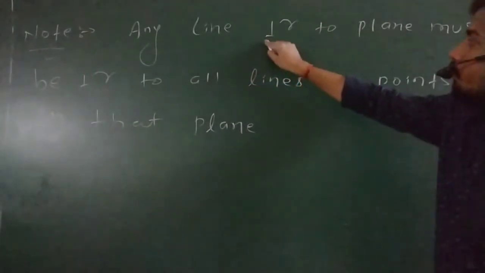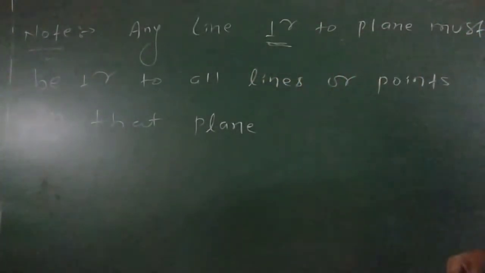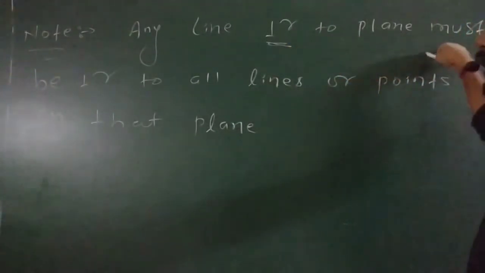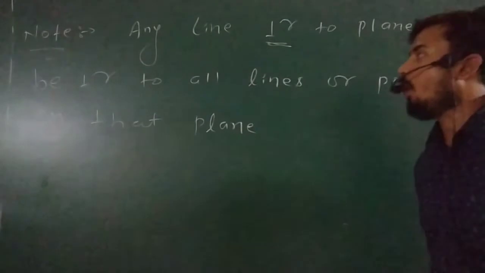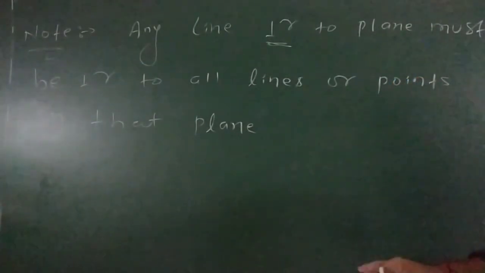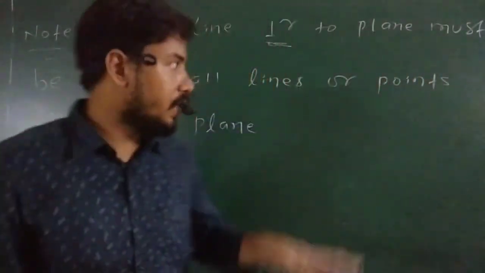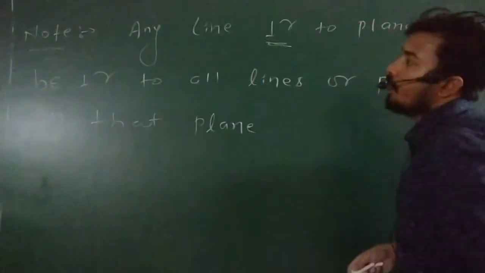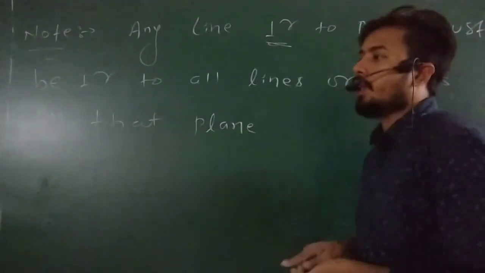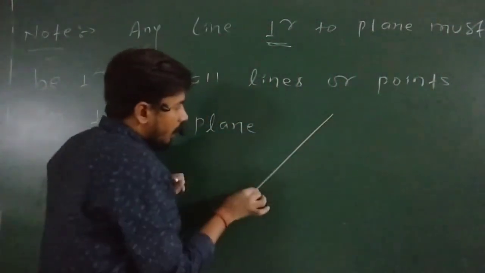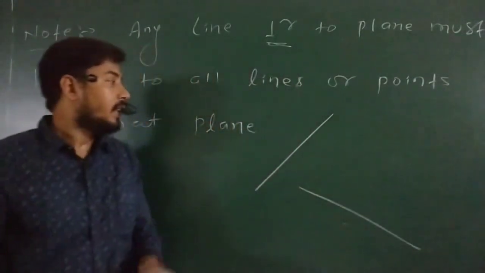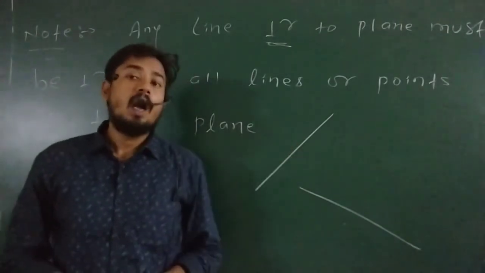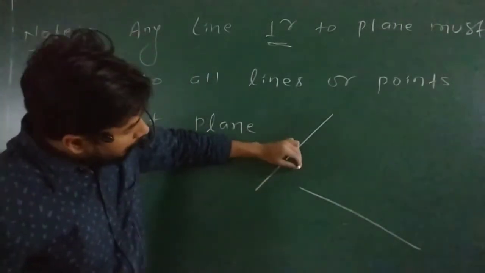Any line perpendicular to the plane must be perpendicular to all lines or points on the plane. Try to understand. Suppose that this is your xy plane. So this will be what? Perpendicular. Now think, we select two lines. This is one line and this is another line. Are these two lines perpendicular to each other or not? No, these are not perpendicular to each other. But this line is perpendicular to the plane.